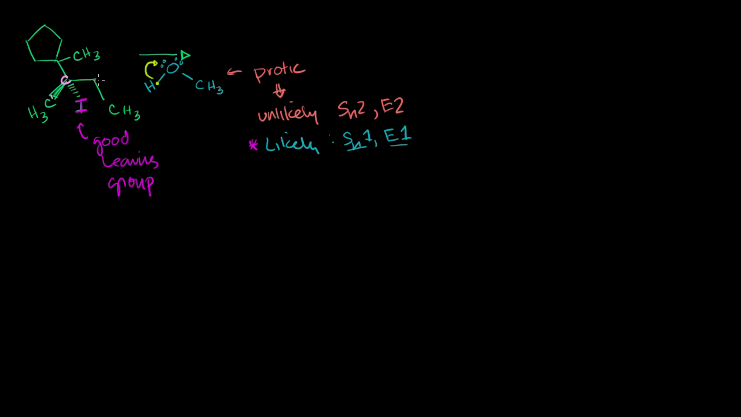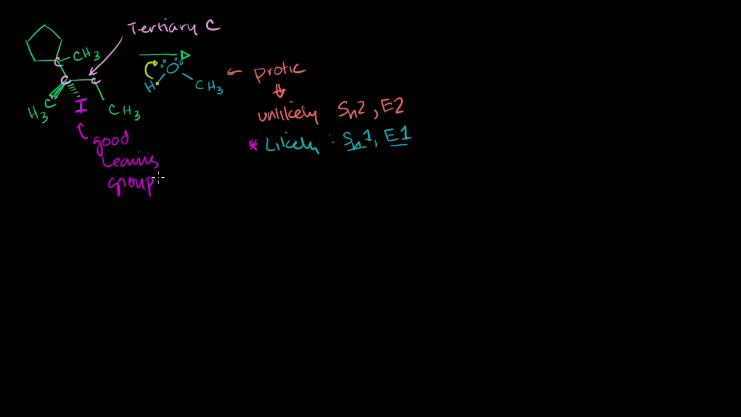It's bonded to 1, 2, 3 carbons. So it is a tertiary carbon, so it can actually be a stable carbocation. It's a tertiary carbon, which once again favors Sn1 and E1. So all of the clues here tell us that Sn1 and E1 are going to happen. And actually, they'll both happen.